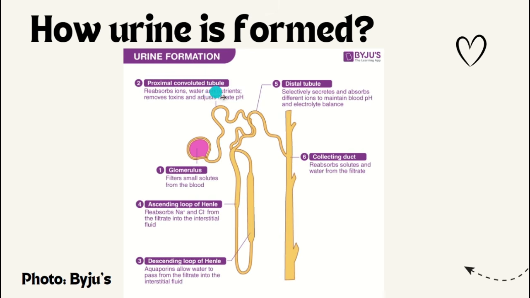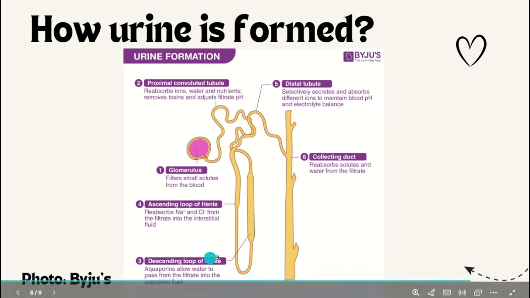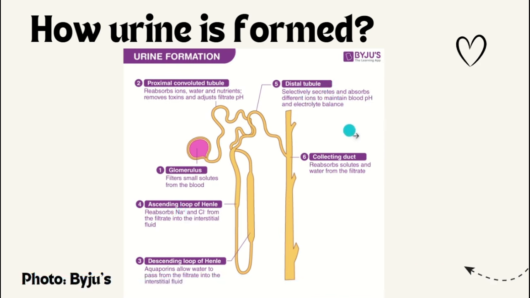So it starts with the glomerulus, then the proximal convoluted tubule, and then the descending loop, descending as in going down, loop of Henle, then the ascending loop of Henle, and then the distal tubule, and then the collecting duct. So basically, this is more of a memorization thing. You just need to memorize what happens in what, right? At the end of the day, the goal is to filter the blood and to pass out the waste through urine, right? That's the whole goal of it.